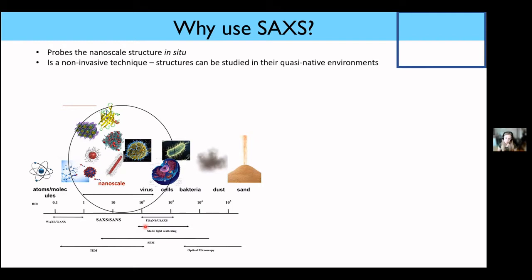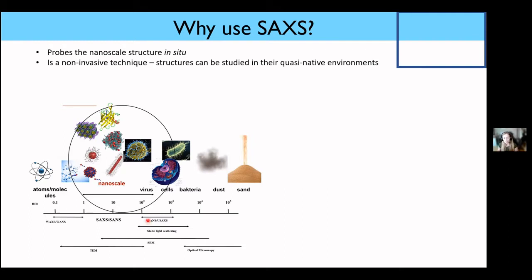Even if you go to a synchrotron, where you do have to monitor the radiation damage to your sample, in general you can recover the sample and study the exact same sample with other techniques afterwards. So for soft systems, such as the ones we study, it's optimal because we can study them exactly as they are in their native environment.